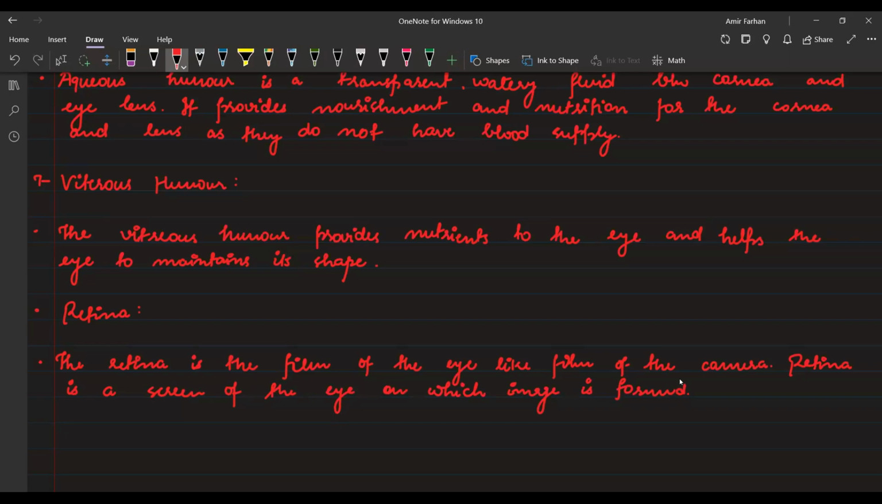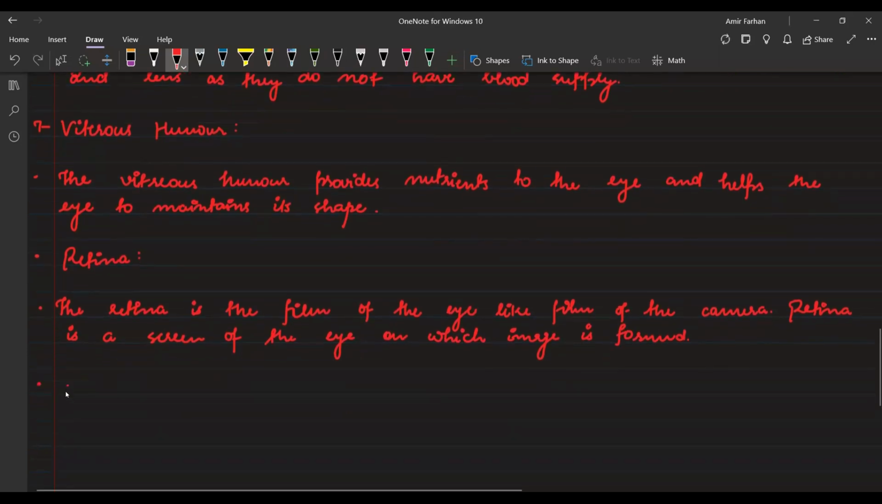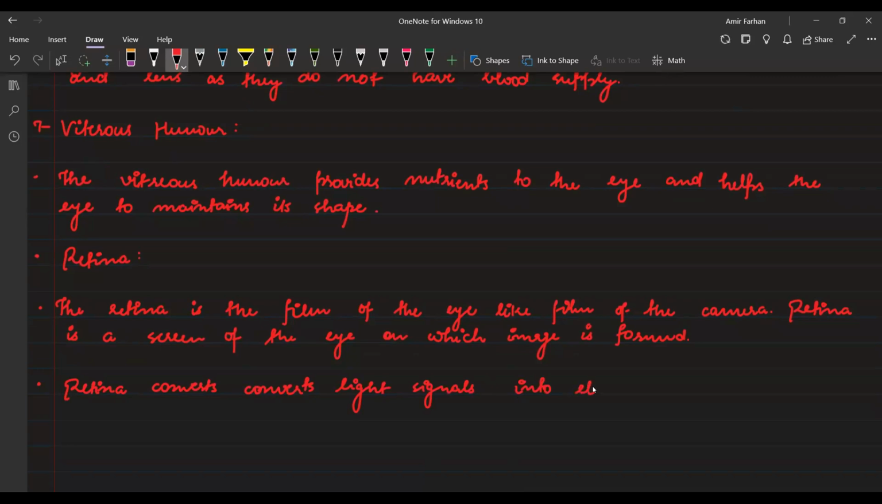Retina also converts light signals into electrical signals and sends them to the brain.